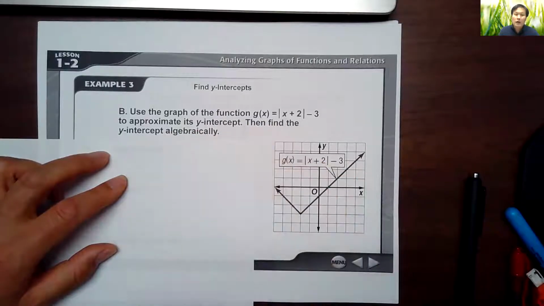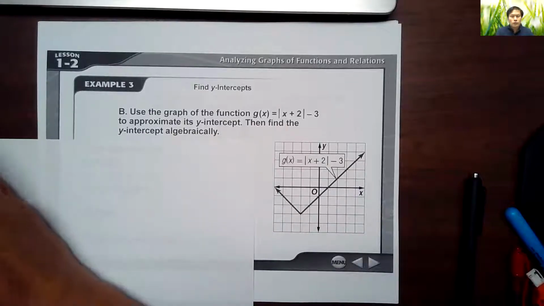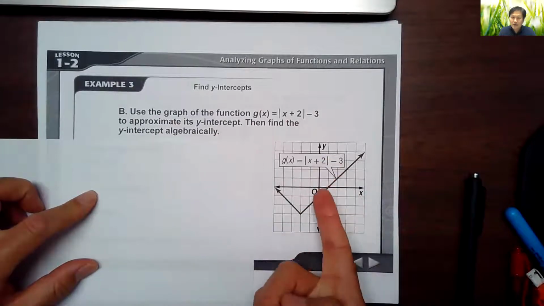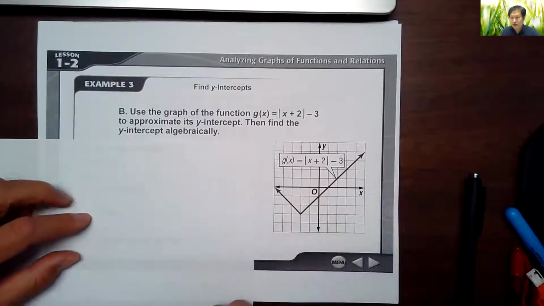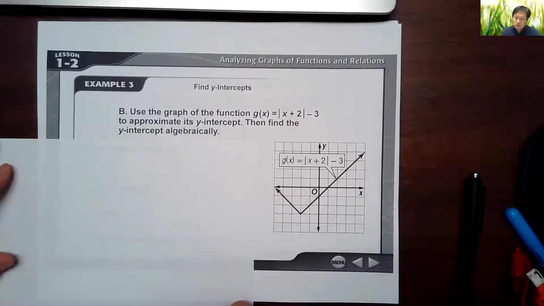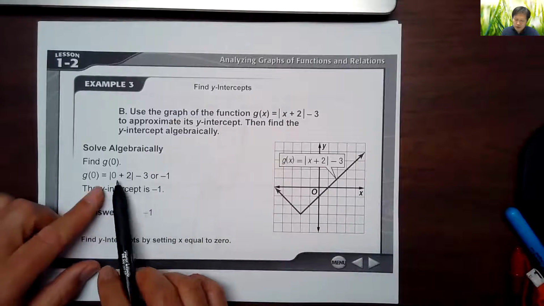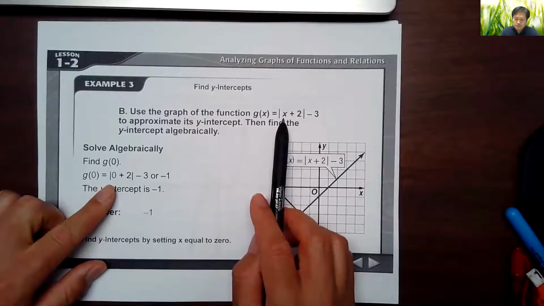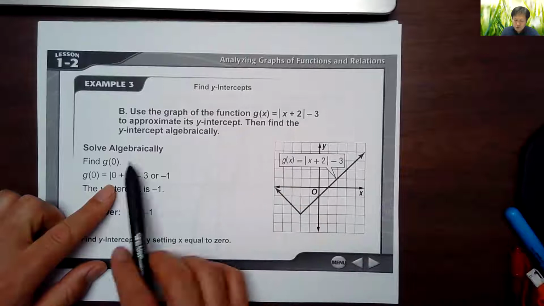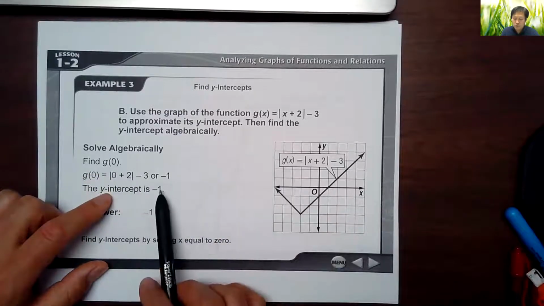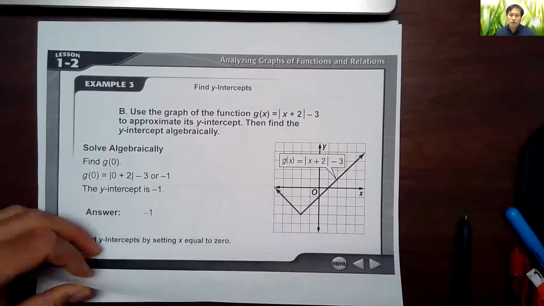Then find the y-intercept algebraically. So how do you find the y-intercept algebraically? Plug in 0 for x, because every y-intercept has an x value of 0. If you haven't forgotten, you do need to remember that one. So plug in x as 0. Okay, x value is 0, plus 2, absolute value, minus 3. If you evaluate, it becomes -1. So that's the algebraic way to calculate the y-intercept.